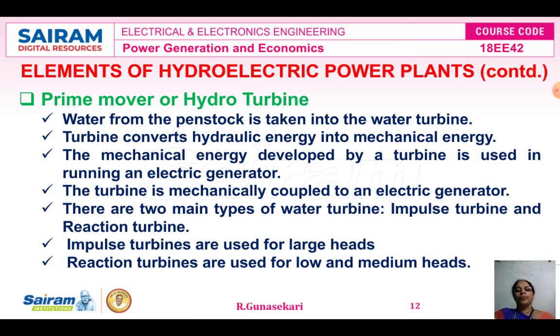There are two main types of water turbine used. One is the impulse turbine, and the other is the reaction turbine. Later we will study them in detail in the next lecture videos. The impulse turbine is used for larger head, and the reaction turbine is used for low and medium head. That means the classification is based on the water head.